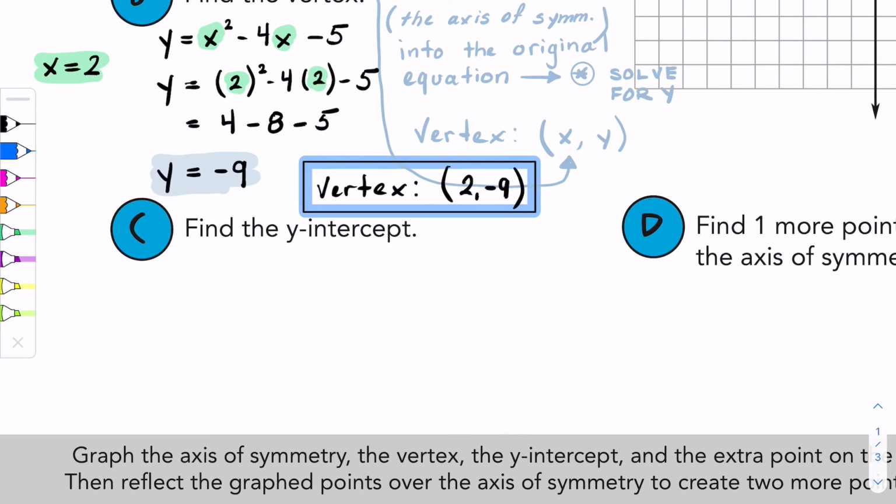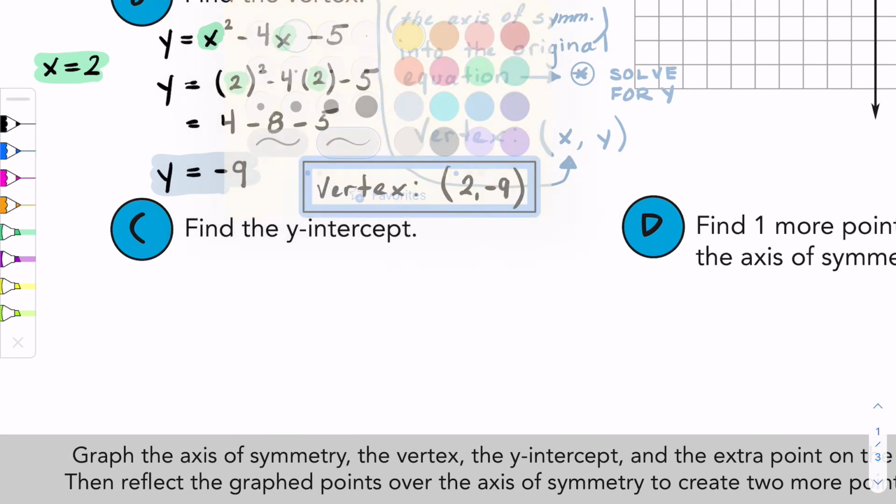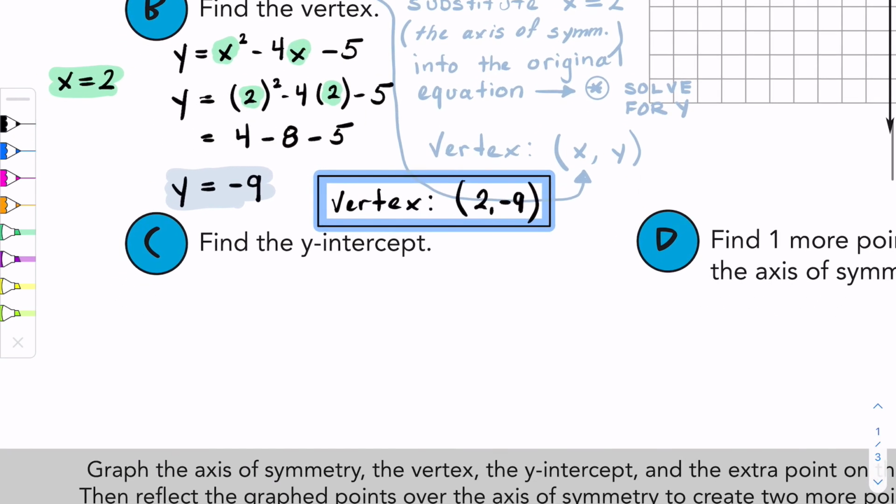The next step in graphing for standard form is to find the y-intercept. And to find the y-intercept, you need to substitute x equals 0 back into the original equation and solve for y.